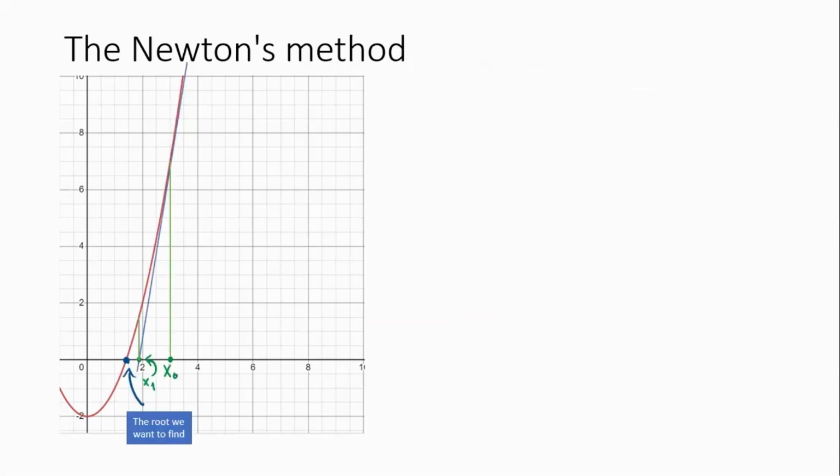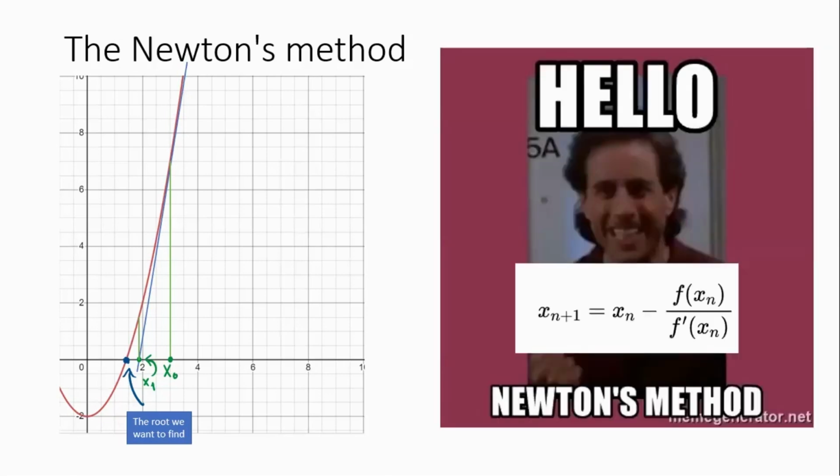We draw the tangent line of f(x) at x equals x0. The slope of this line is equal to f prime of x0. Extend the tangent line until it intersects the x-axis, and this is the next guess for the root, x1. Iterate the process until you get an acceptable solution. By doing this multiple times, we will approach the root. And say hello to Newton's method.